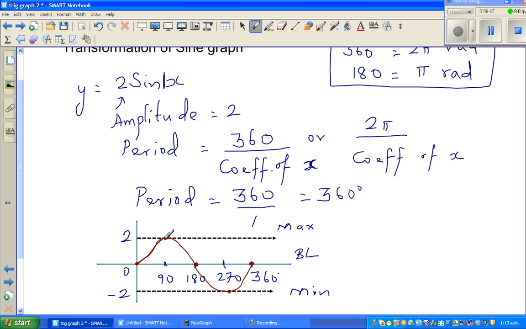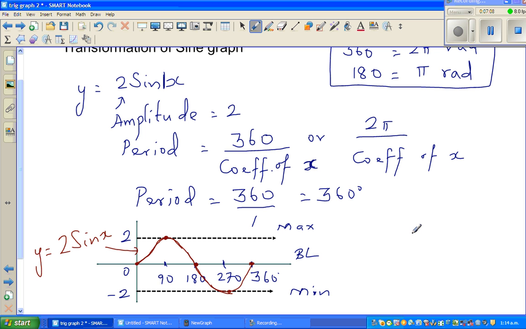Okay, my graph doesn't look that good, but that's fine. Okay, you know how it goes. So this graph is the graph of y is equal to 2 sine x. This is y is equal to 2 sine x.